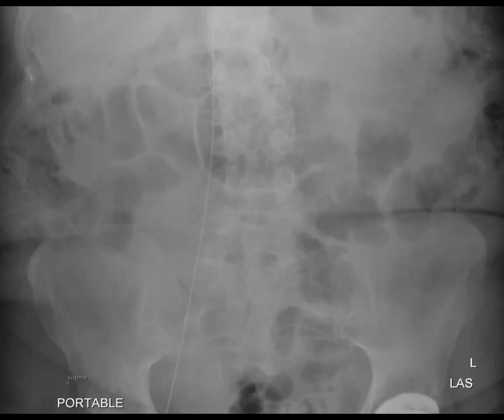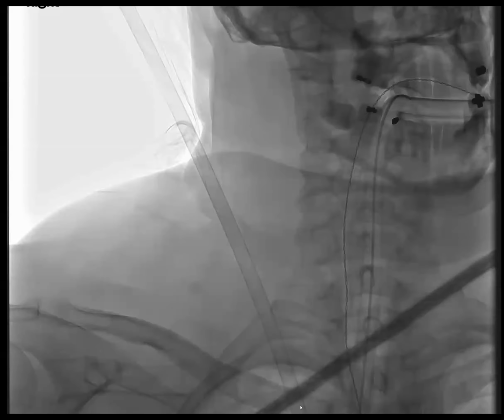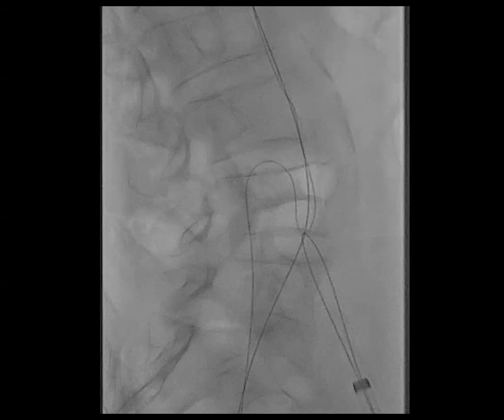So it was a retained catheter. Wow. This is the lasso: IR went in, got a hold of it, and pulled it out. That's a long wire.